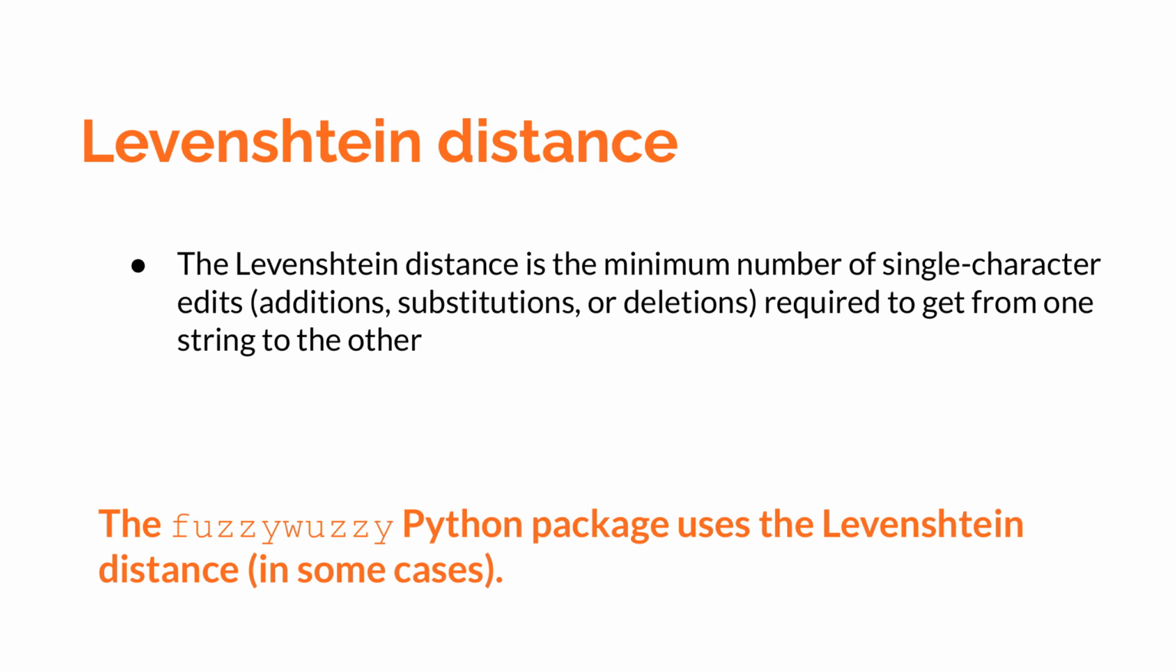For example, there's something called the Levenshtein Distance, which focuses on the minimum number of single character differences, that is, additions, substitutions, or deletions, between two strings. This is a fairly simplistic metric, and it works well for the examples we've seen so far. But what if our strings are a little bit more complicated?